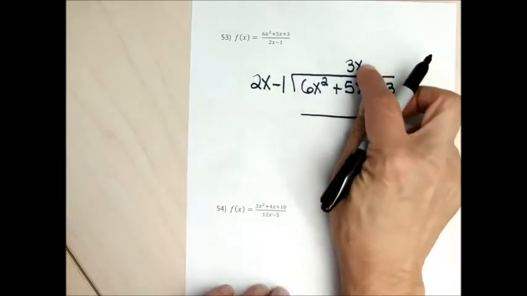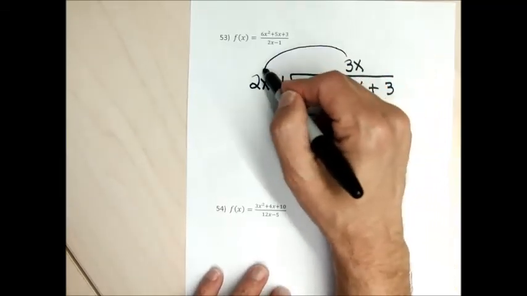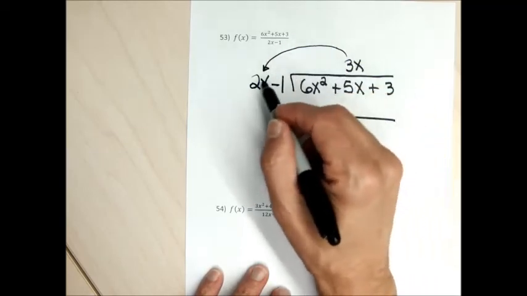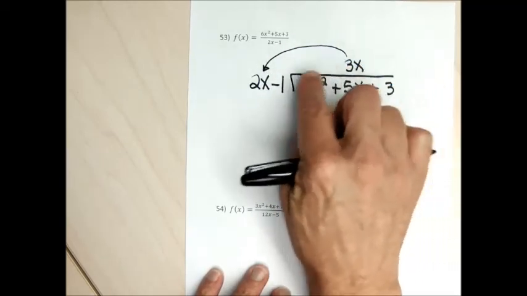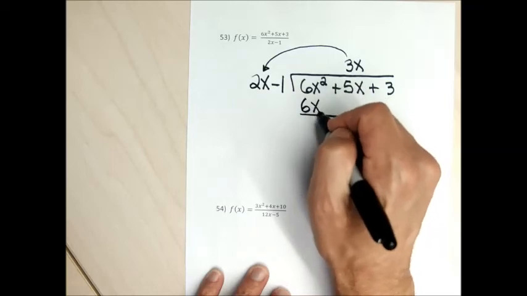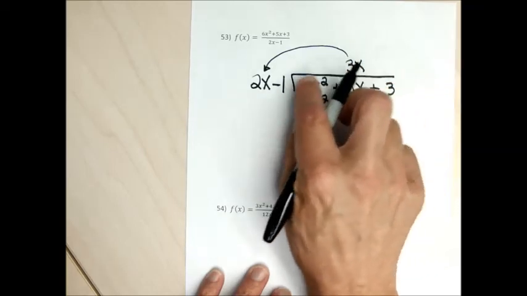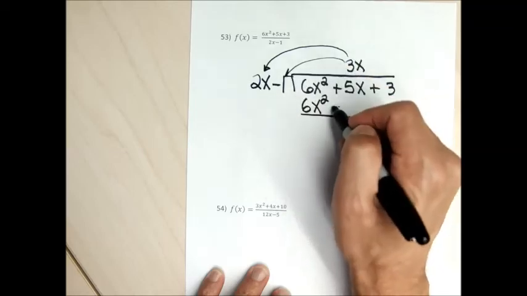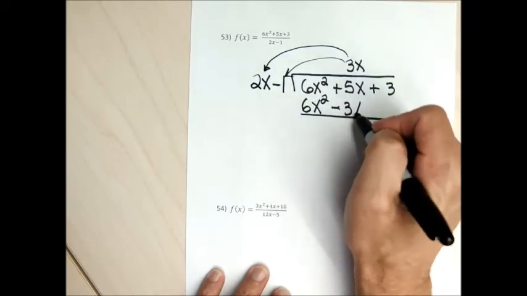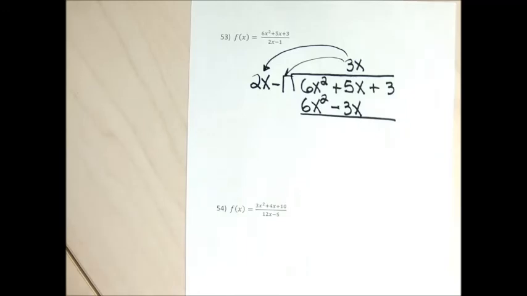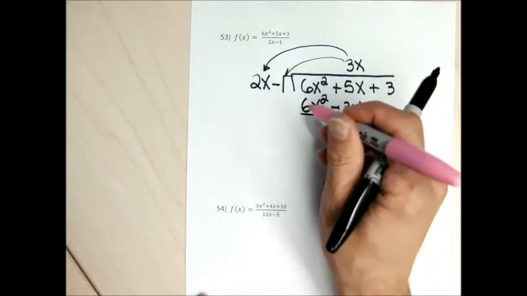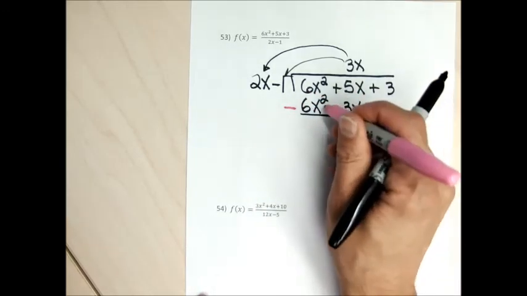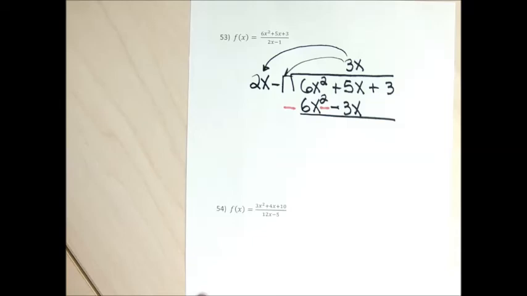And I'm going to multiply 3x times 2x. I multiply the 3 and the 2 and get 6. I multiply the x and the x and get x squared. Then I multiply 3x times minus 1. I multiply 3 times minus 1 and get minus 3, and I leave the x. When we do long division, we need to subtract what we put under the initial numerator. So I'm going to subtract 6x squared, and I'm going to subtract the negative 3x.